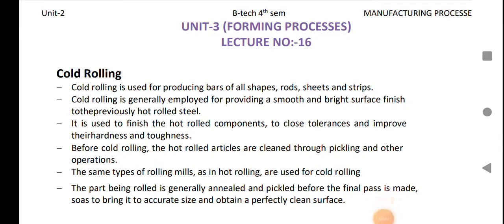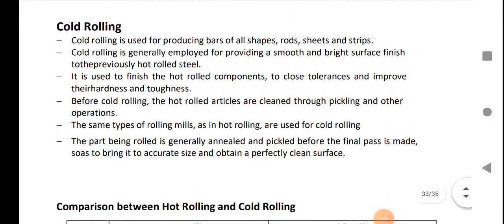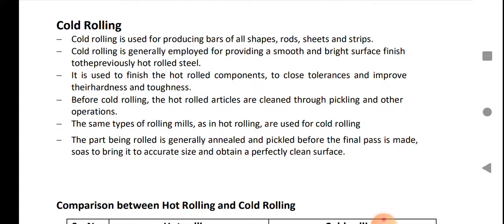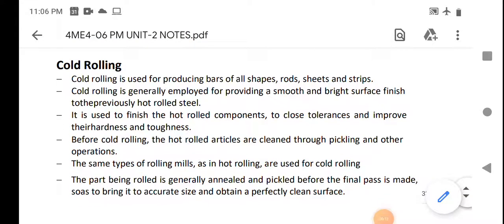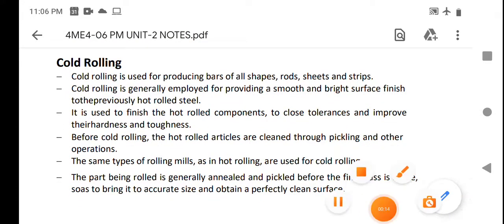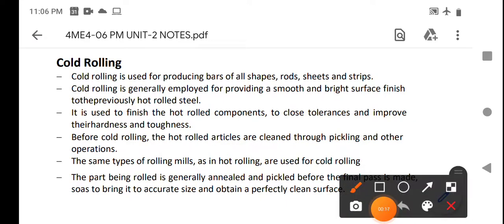Welcome student. Today our topic is cold rolling operation. Cold rolling is used to produce bar or shape, all shapes, rod, sheet and strips.